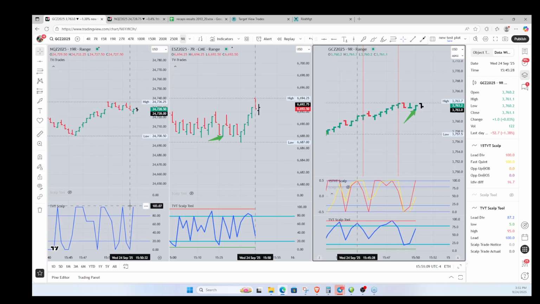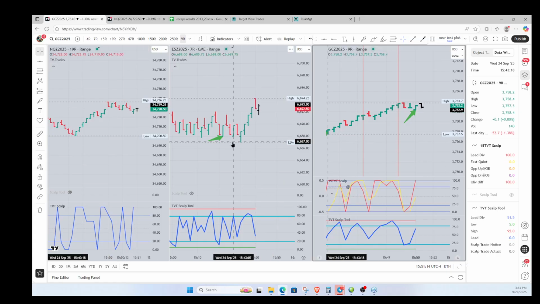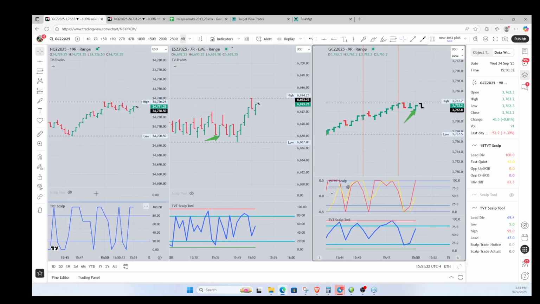I missed the fade over here on the NQ. I could have bought the open of that bar right there, and I didn't. It's gone too far into profit right now to try to get that one. But that was a trade right there where it faded right there. Could have bought the open of that and been very much into profit on that.